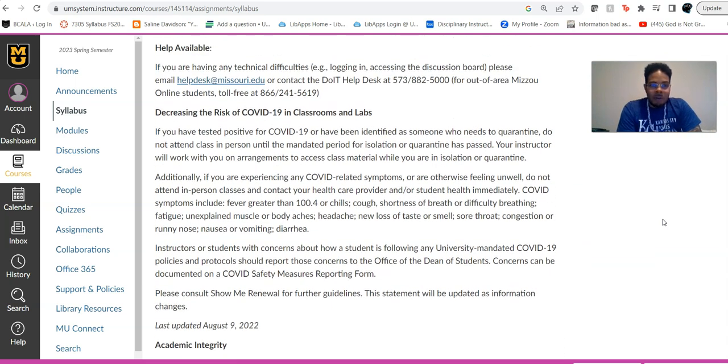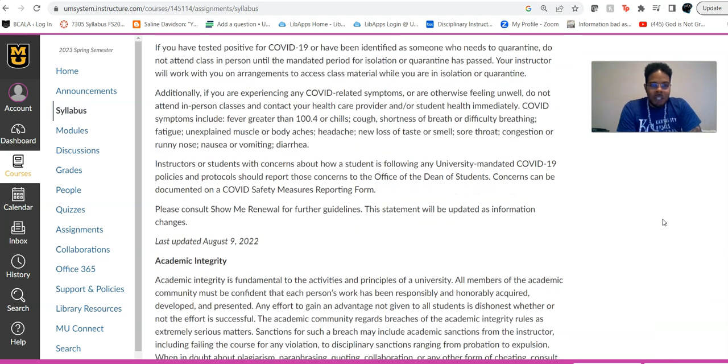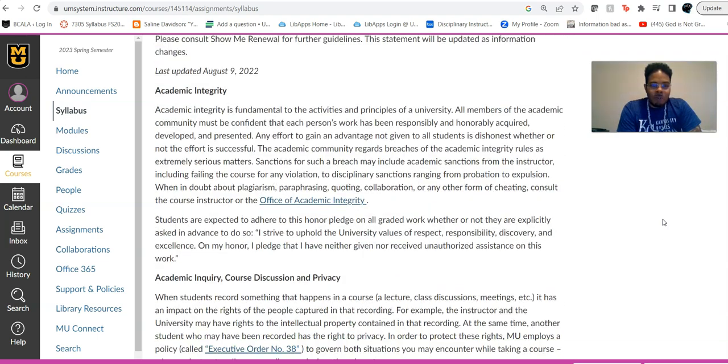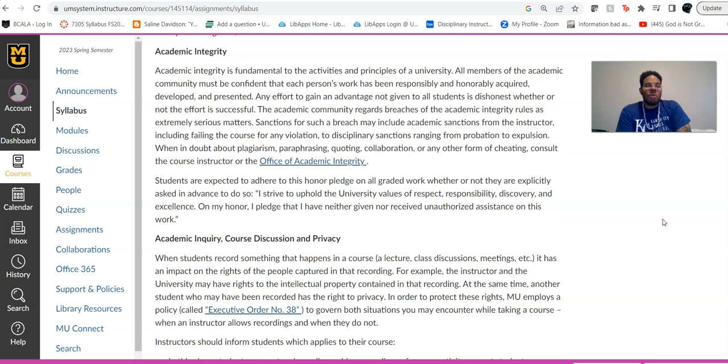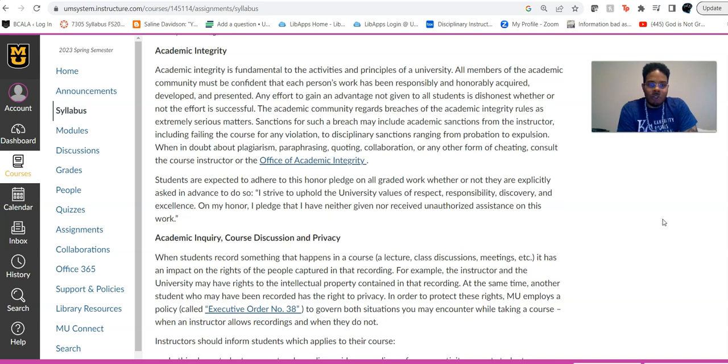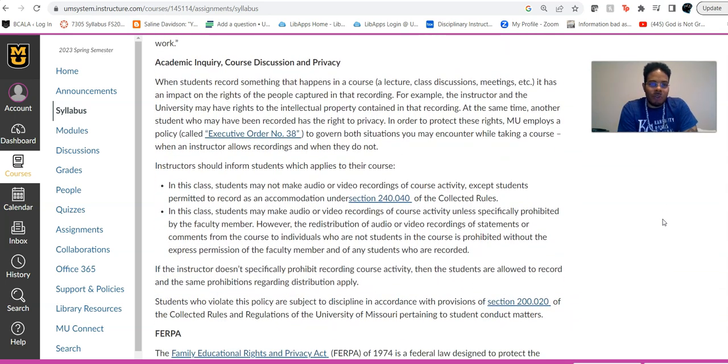So again, help is available, help desk. COVID, I'm not going to worry too much about COVID just for the simple fact that we are an online class, so we're not going to be coming in contact with each other, really. Academic integrity, please don't cheat. Please cite your sources. We'll keep it at that. You can read the rest on your own time.